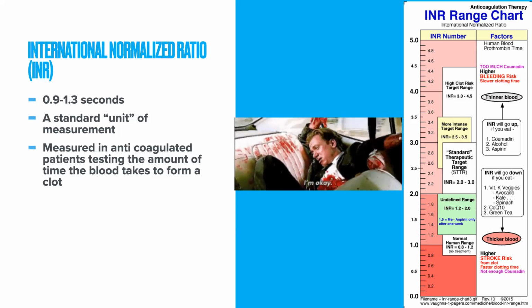Chronic alcoholics are typically going to have a higher INR time, right? And they're at high risk for stroke. They could be at high risk for internal bleeding. And then as you get lower, these patients are going to have thick blood. They're going to have a stroke risk for clot, and then faster clotting time because they don't have enough Coumadin circulating. Questions about anything so far? Okay.